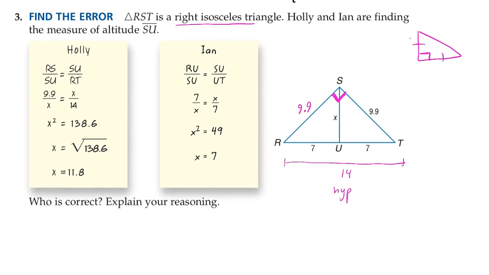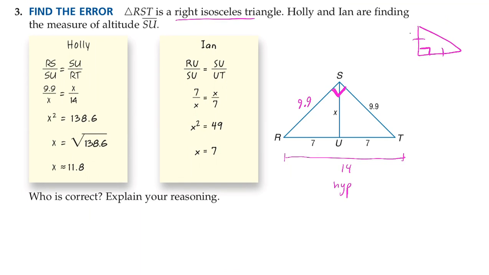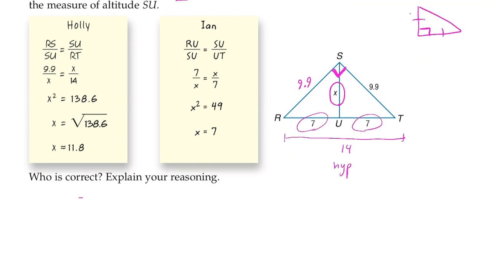So if we wanted to use the theorem and not draw out the right triangles, we know that x is the geometric mean of 7 and 7. So that means 7 is to x as x is to 7. All right, got it? So let's go over here and we'll see, okay, so who's got this? So RS is to SU as SU is to RT. So what they have here is segment is to, or leg is to height as height is to leg.